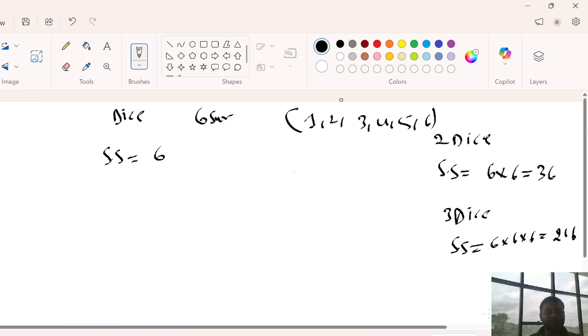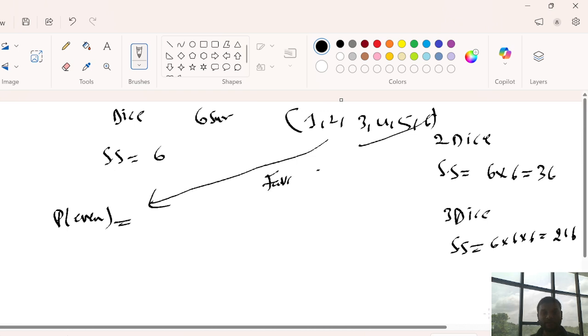When a single dice is rolled, if I ask you what is the probability of getting an even number as the output, first we have to calculate the favorable outcomes, guys.